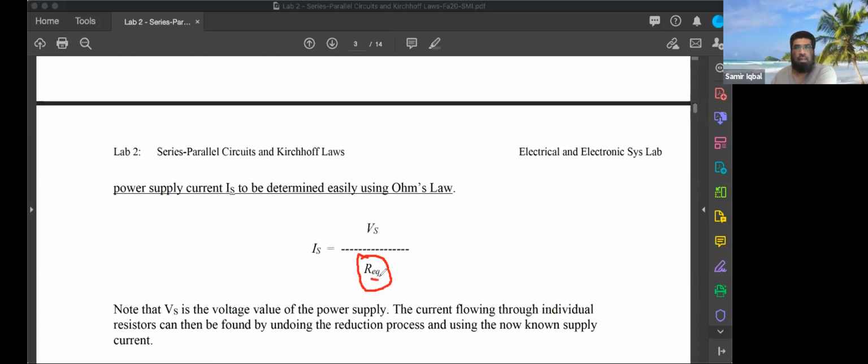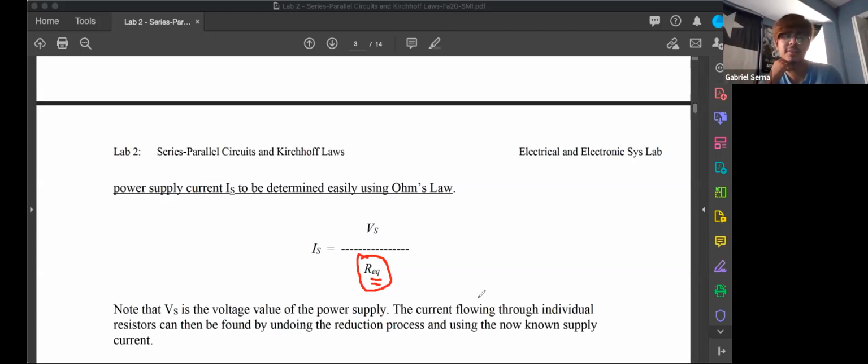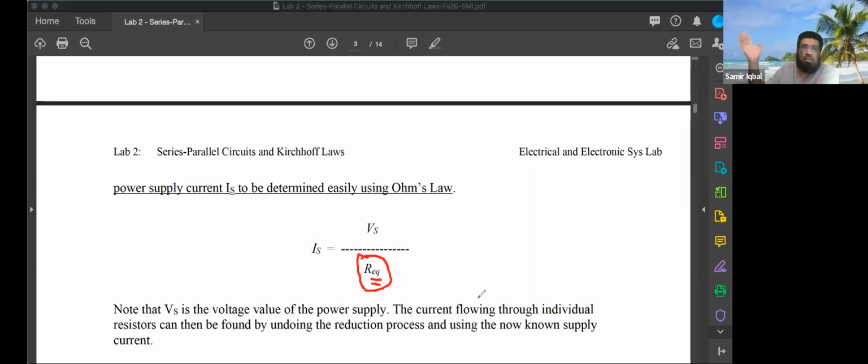EQ with resistance. Equivalent, right? So there can be a bunch of resistances, but from the point of view of the power supply, you may have maybe 20,000 resistances, but for the power source we want to see what is the equivalent resistance of all the resistances that you may be using. So we use EQ there.